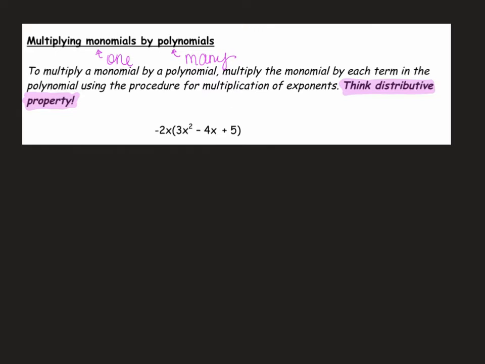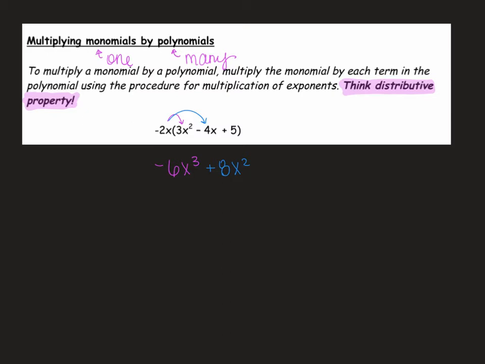So the first thing I'm going to do is distribute it to the first term. So we have negative 2x times 3x squared. Multiply your negative 2 times 3 and you get negative 6. And x times x squared will be x cubed. So now we just want to keep distributing. So we're going to do our negative 2x times negative 4. Negative 2 times negative 4, that's a positive 8. And then x times x, x squared.